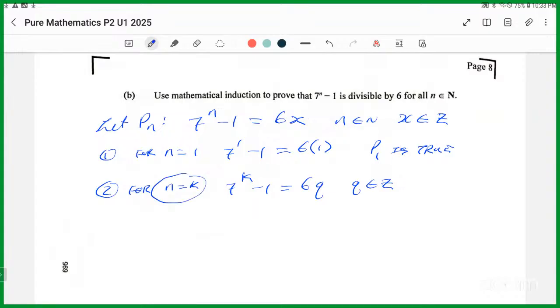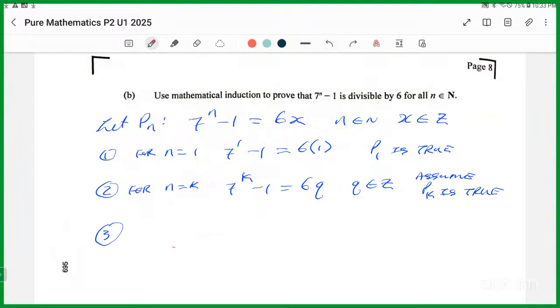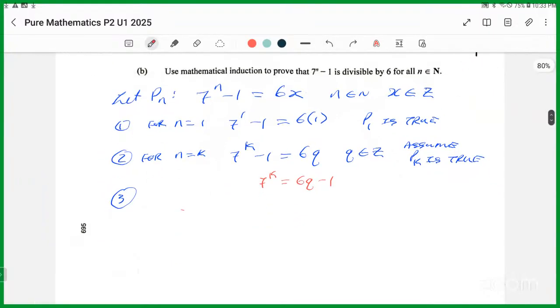And n is already defined as a natural number. K is a natural number as well. Here we assume that P(k) is true. Now, in doing step 3, which is the induction phase, I'm going to use the substitution. From experience and practice, we know we can write 7 to the k minus 1 is equal to 6q, so 7 to the k is 6q plus 1, and we'll be able to make the substitution in the next line. So in step 3, we're going for n equals k plus 1.